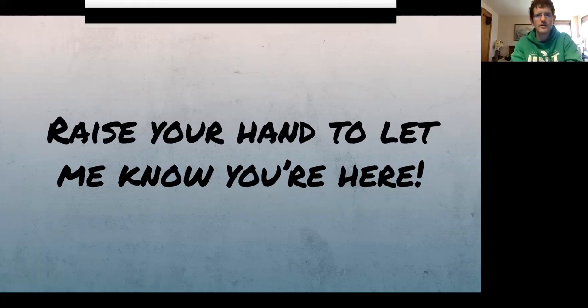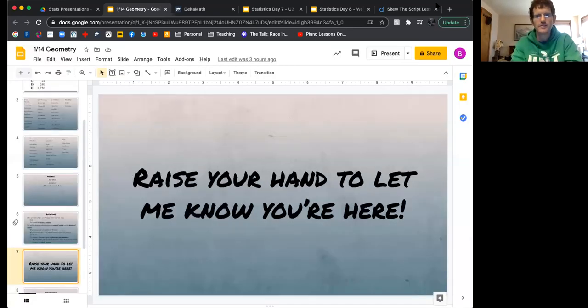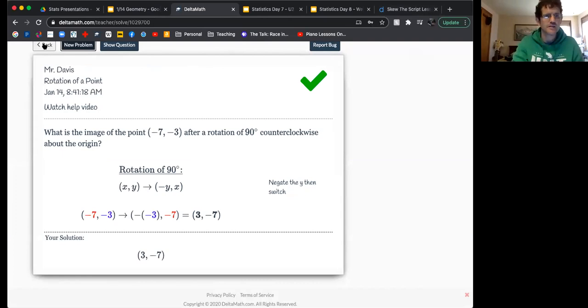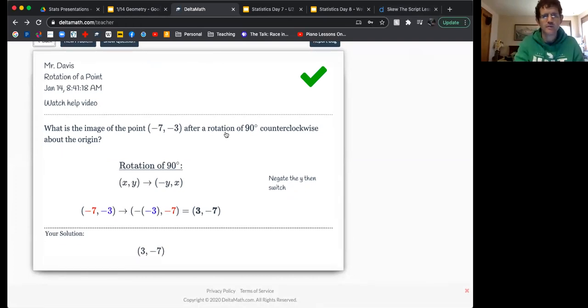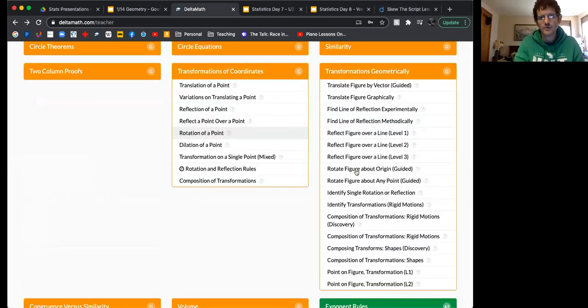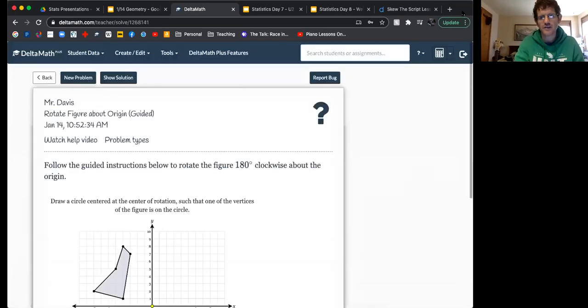Okay, let's go over to Delta Math. So for the rest of this, we are going to be looking at this screen, not this though, not yet. I'm going to rotate a figure about the origin, and it's guided. So this is going to be problems like this on your homework, and we will go through this.